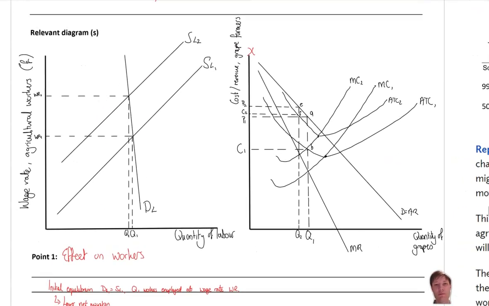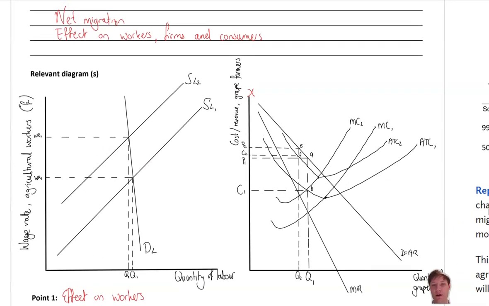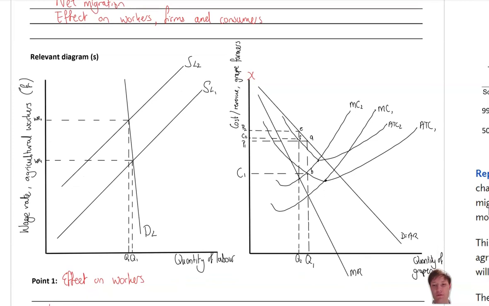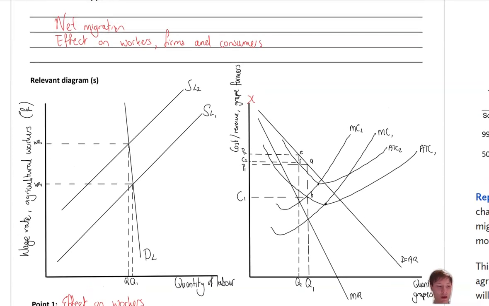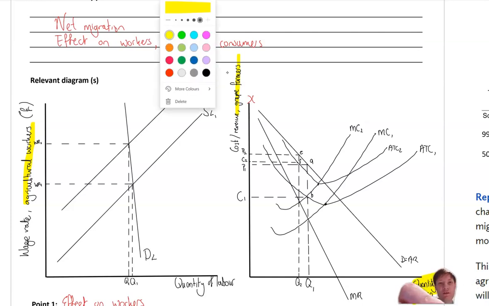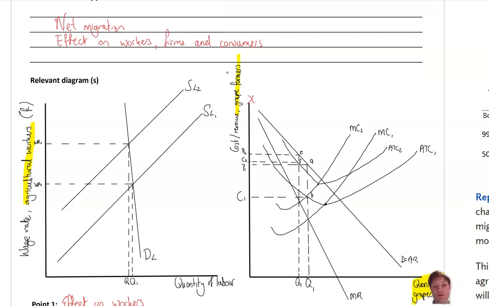I've got one labour market diagram and a diagram to show the effect on the profits of a firm. Notice that I've been quite specific with my diagrams in that I've got agricultural workers, I've got quantity of grapes, I've got grape farmers here. So I'm making it very specific, something that's a very good technique that you want to use in micro. Our first area is the effect on workers. Pause the video, think what you can get from the diagram on the left.